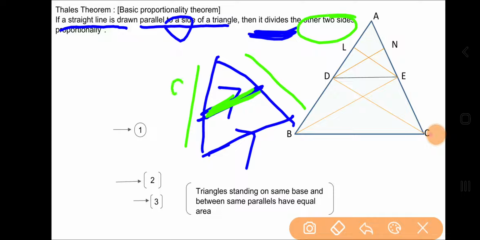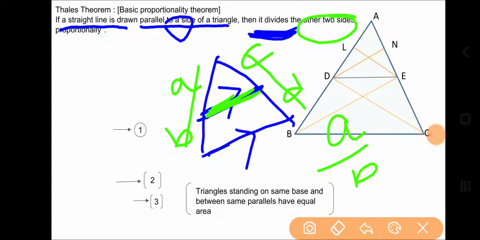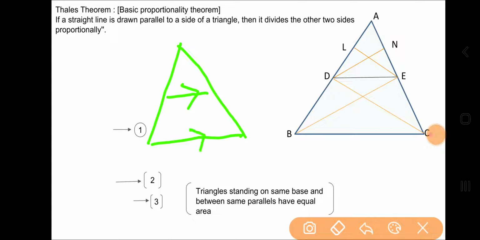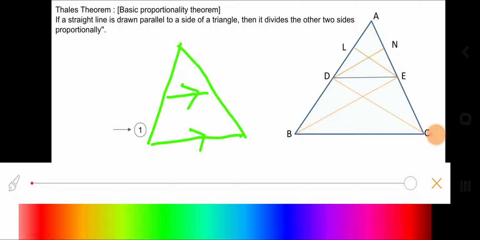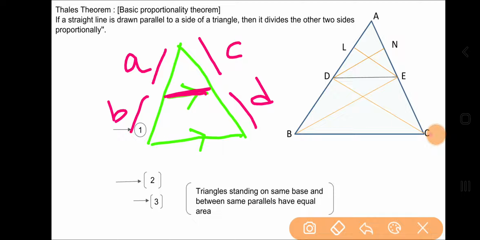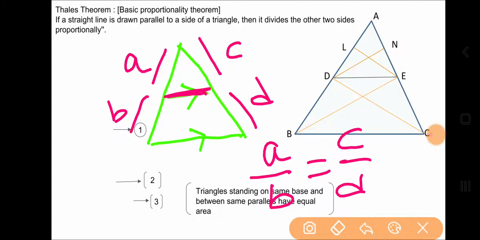Suppose I consider this upper part as A, this as B, this as C, and this as D. Then A by B is equal to C by D. Let us see once again what he states: if we have drawn a line parallel to one side of a triangle, then that line will divide the other two sides proportionally. Proportionally means the ratio A by B will be equal to C by D. That's what he states in the Thales theorem.